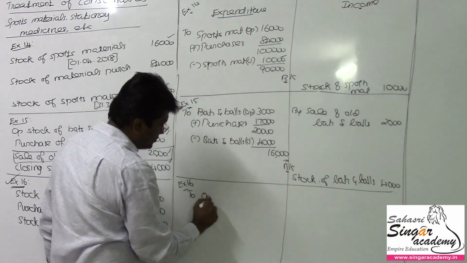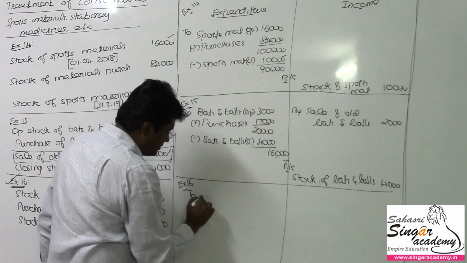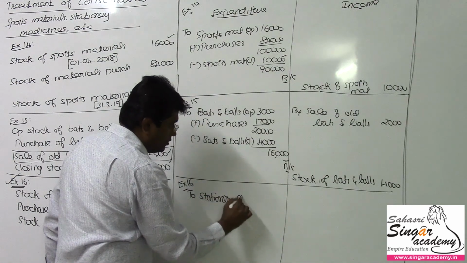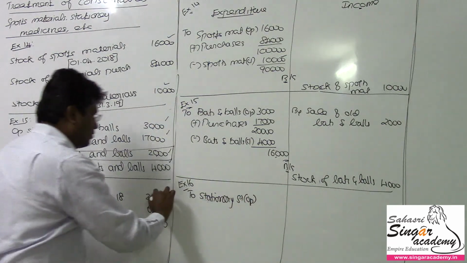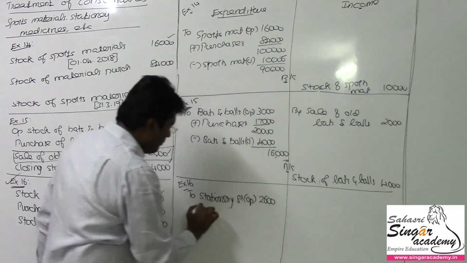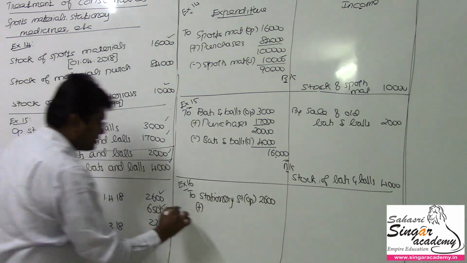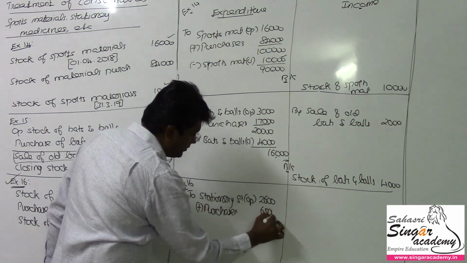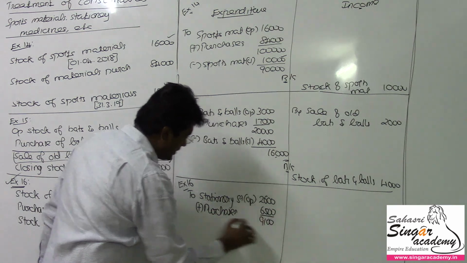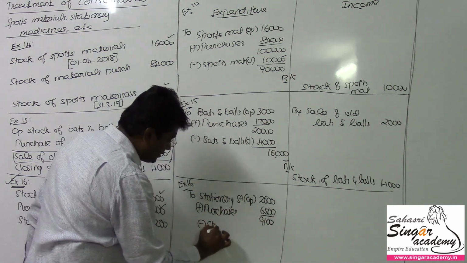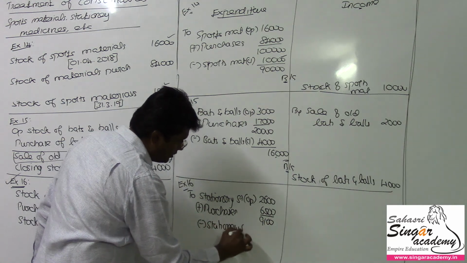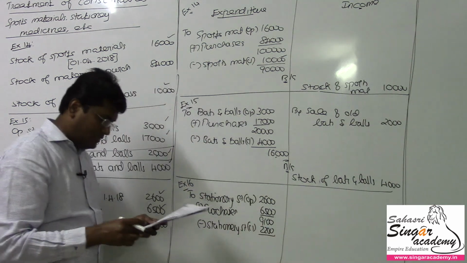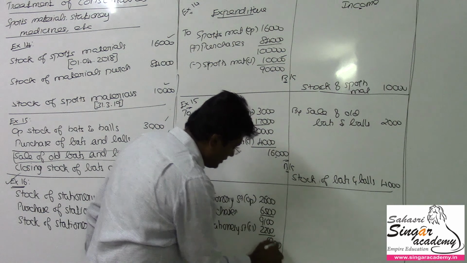So to opening stock of stationery, stock opening. How much is that? 2,600 plus you have to add the purchases of stock, right, which is 6,500, 9,100 minus stationery stock closing. The closing value will be 2,200. Final answer is 6,900 in the debit side. That's all. I hope you could understand.